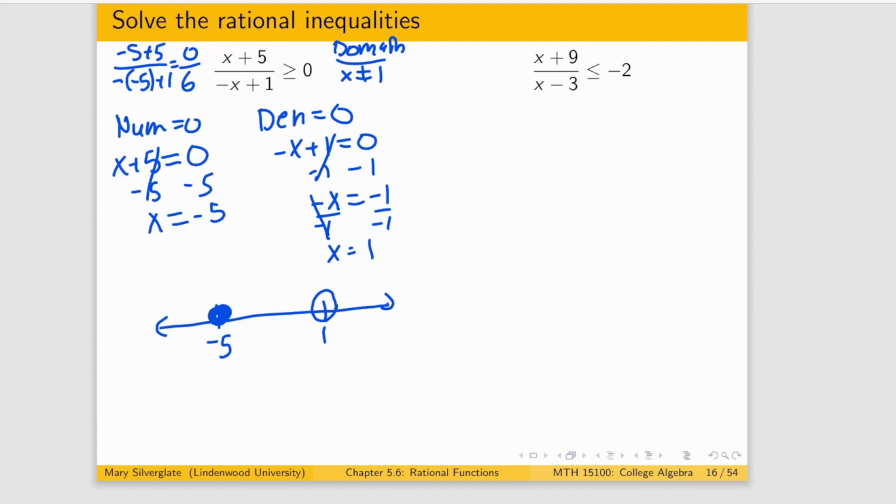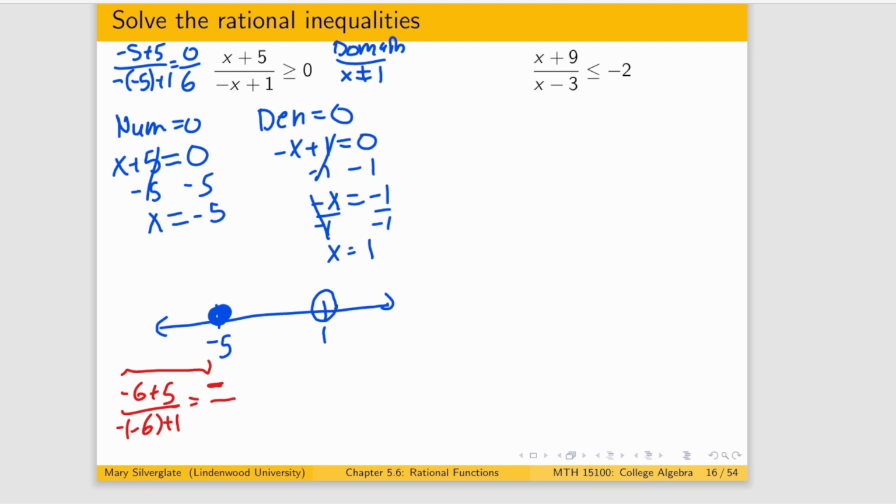Now I do my testing points. So I want to pick something to the left of negative 5, and I'm trying to see if the result is greater than or equal to 0. So I'm going to pick, I don't know, negative 6. So I have negative 6 plus 5 over negative 1 times negative 6 plus 1. And again, I'm really just trying to figure out the signs here. So negative 6 plus 5 will be a negative number.